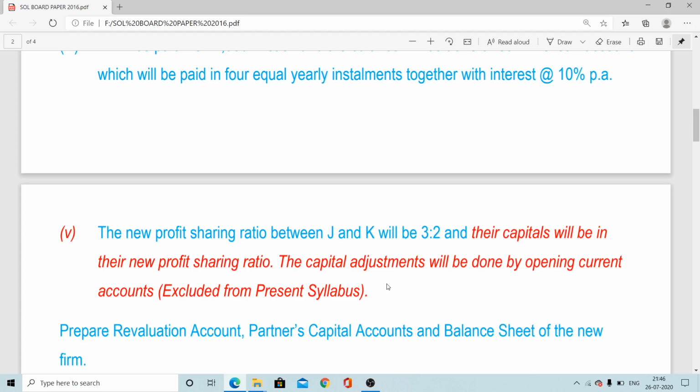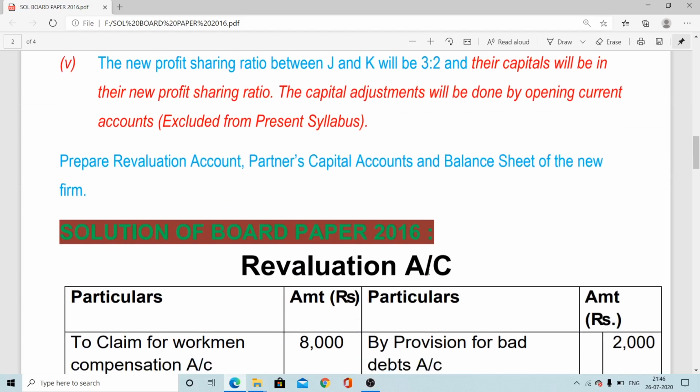This is not in our syllabus, so we have to ignore that part. In that particular year it was in the syllabus, so that way the solution has shown it, but in the present syllabus this is excluded, so we'll ignore this part. Now let's see the solution here.